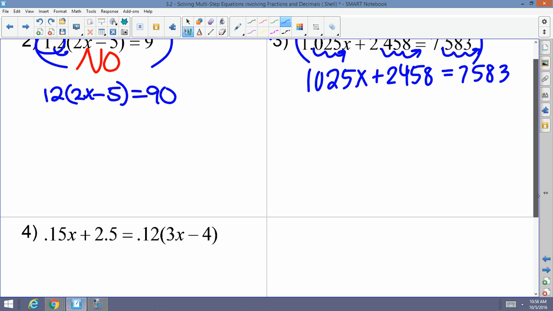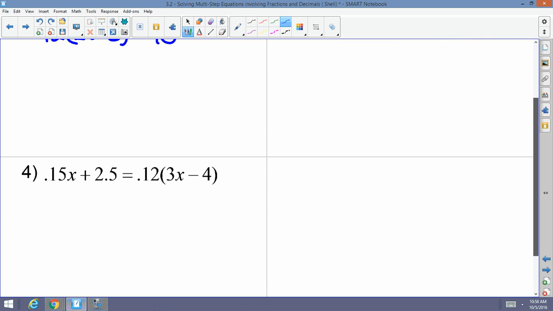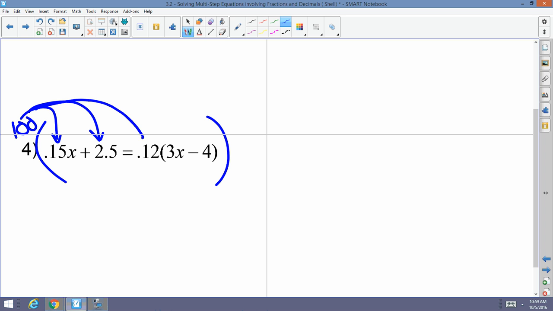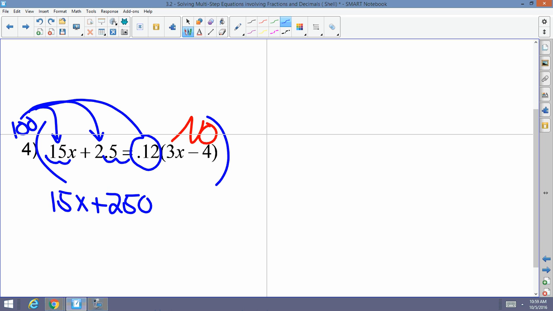And last but not least, I'm not going to solve that one; you're going to have to solve it on your own. And last but not least, what's the largest number of decimal places that I have here, for example, 4? So I'm going to multiply everything by. Okay, now pay attention to this one. It goes to this guy, only this guy, not to the inside, because that is not being affected. Now, this becomes 1, 2 to the right, 15x, plus 1, 2 to the right, 250, equals 1, 2 to the right, 12, times 3x minus 4. And then you can solve from there.